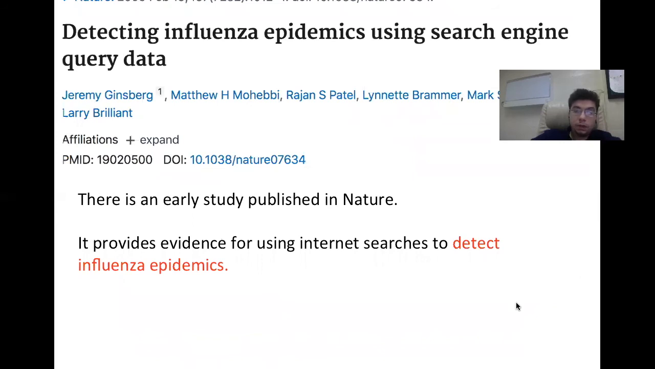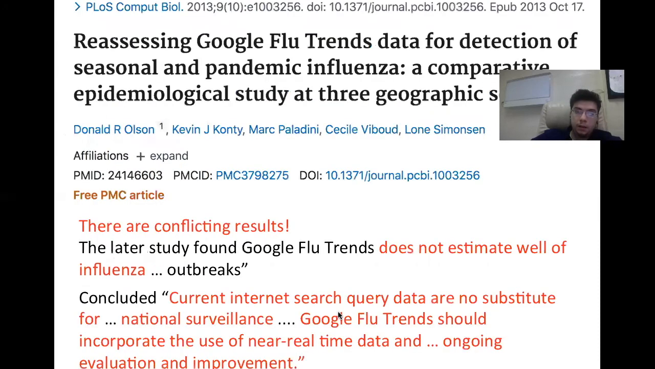To support this further, there is an early study published in Nature. It provides evidence for using internet searches to detect influenza epidemics. But there are conflicting results on this topic. There was a later study that found that Google Flu Trends does not actually estimate the influenza outbreaks in a precise manner. The investigators of this study concluded that internet data are not a substitute for national surveillance.